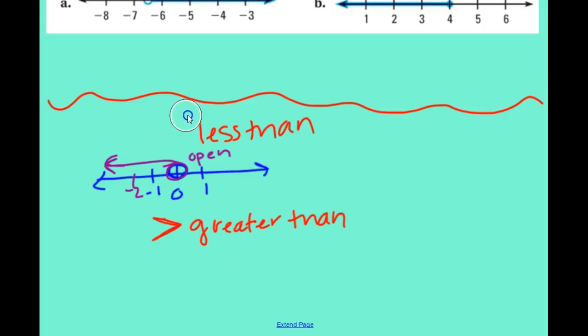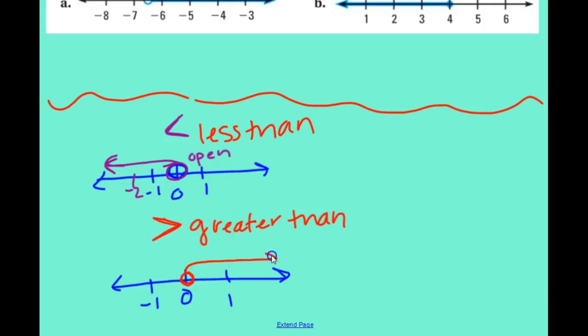But we know this symbol right here is L for less than. That means the other one, greater than, if I look at 0 here again, this is also an open circle because we're not equal to, we're just starting at 0, and we're looking at all the numbers greater than 0. Well, 1, 2, 3 to the right would be numbers greater than 0.